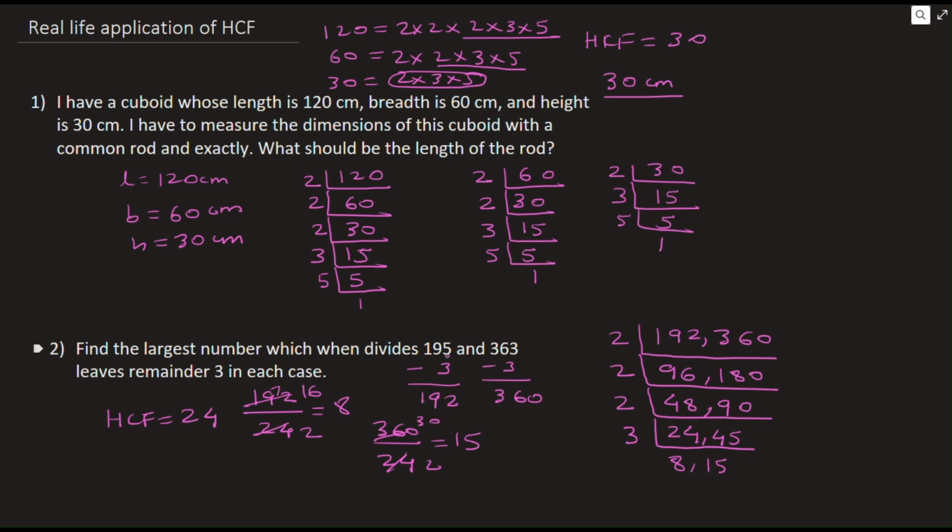Yes. So I add 3 to 192, I get 195. And I add 3 to 360, the answer is 363. So when I divide these two numbers by a single number, which is 24, remainder 3 is left out. So basically that number is 24.